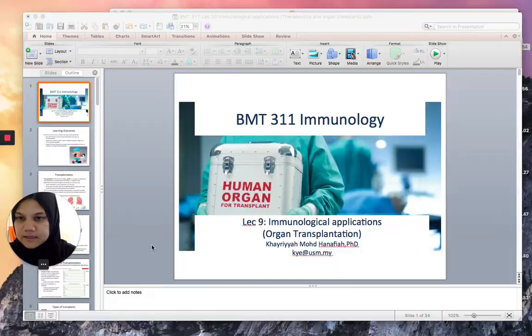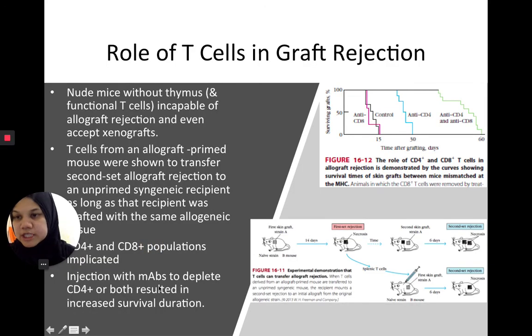Okay. Yeah. So if you inject monoclonal antibodies to deplete the CD4 cells, you are able to improve the survival of the graft, because obviously the CD4 T cells are not able to recognize the receptors and activate. So these are some very strong suggestions that the T cells play a very, very big role in graft rejection.